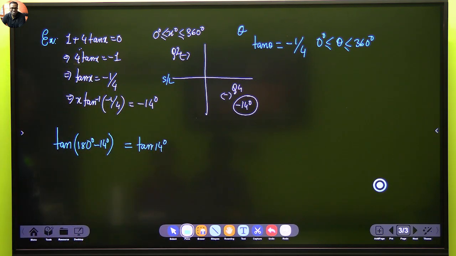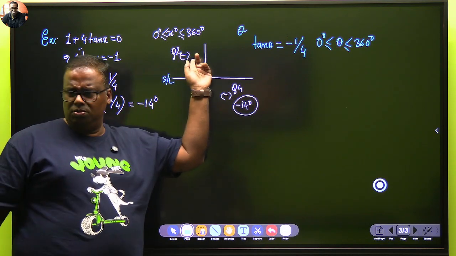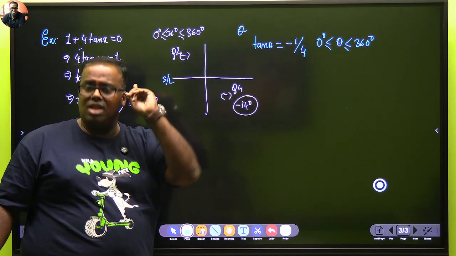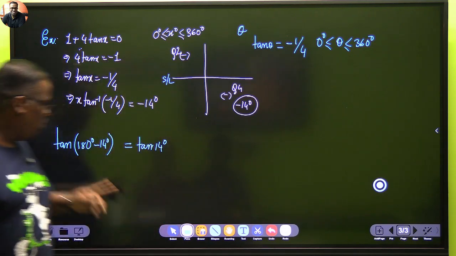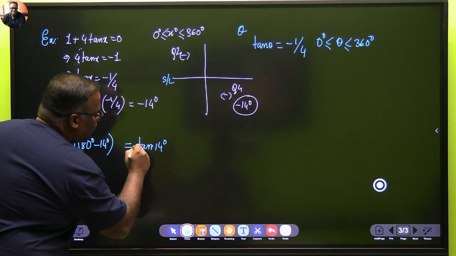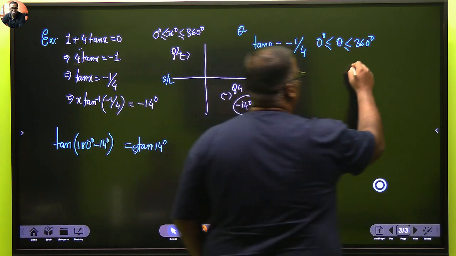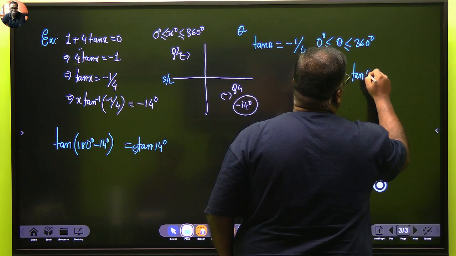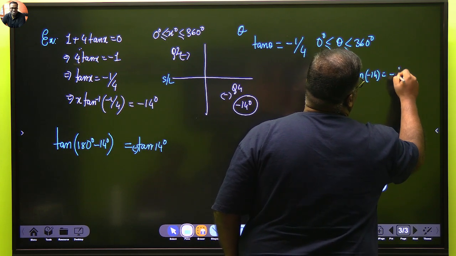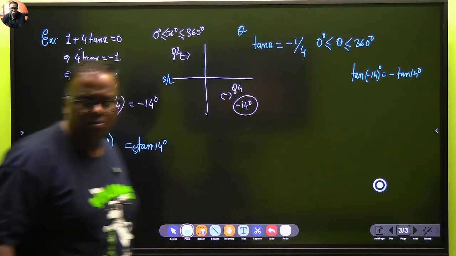Agreed? 180 minus 14 means you are in Q2. In Q2 only sine is allowed to be positive. Your parent function is tan, so this is negative of tan 14 degree. And as a function, you just remember, tan of minus 14 is the same as negative tan 14. This we learned in the last class. Do you agree? That's it then.